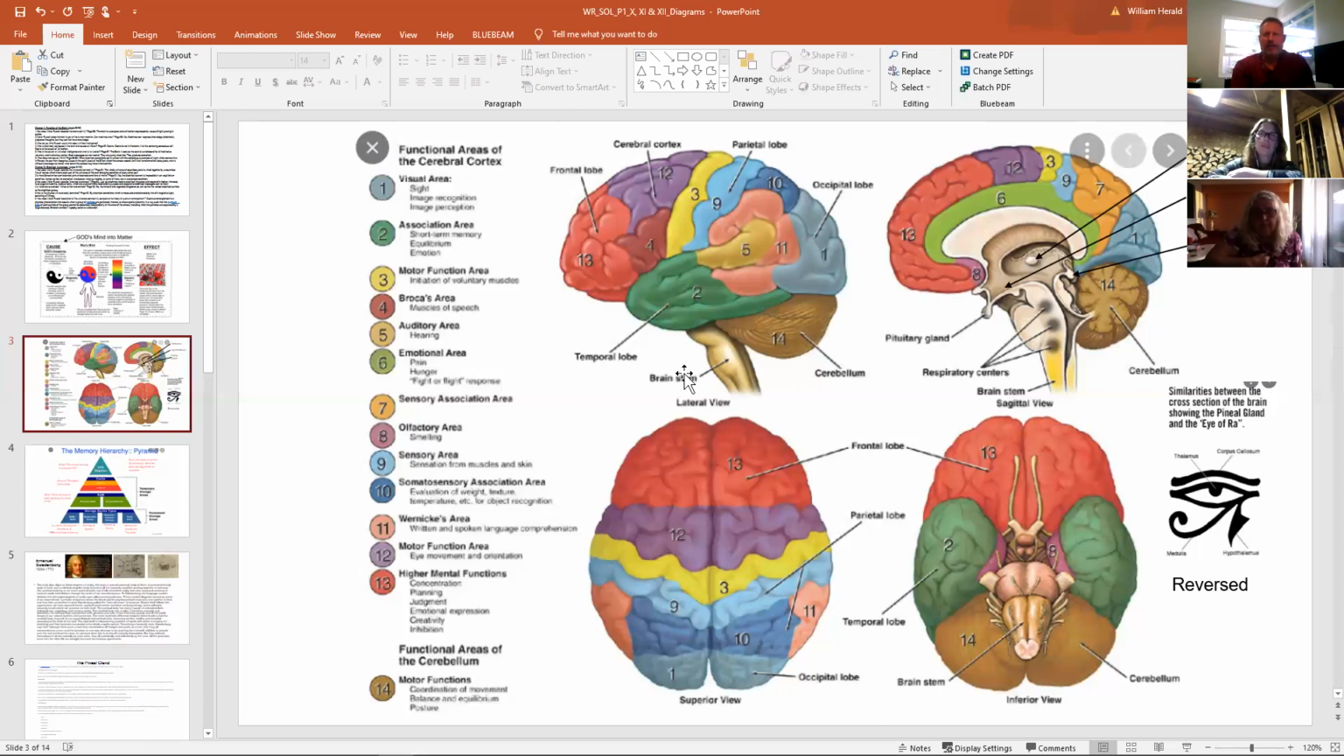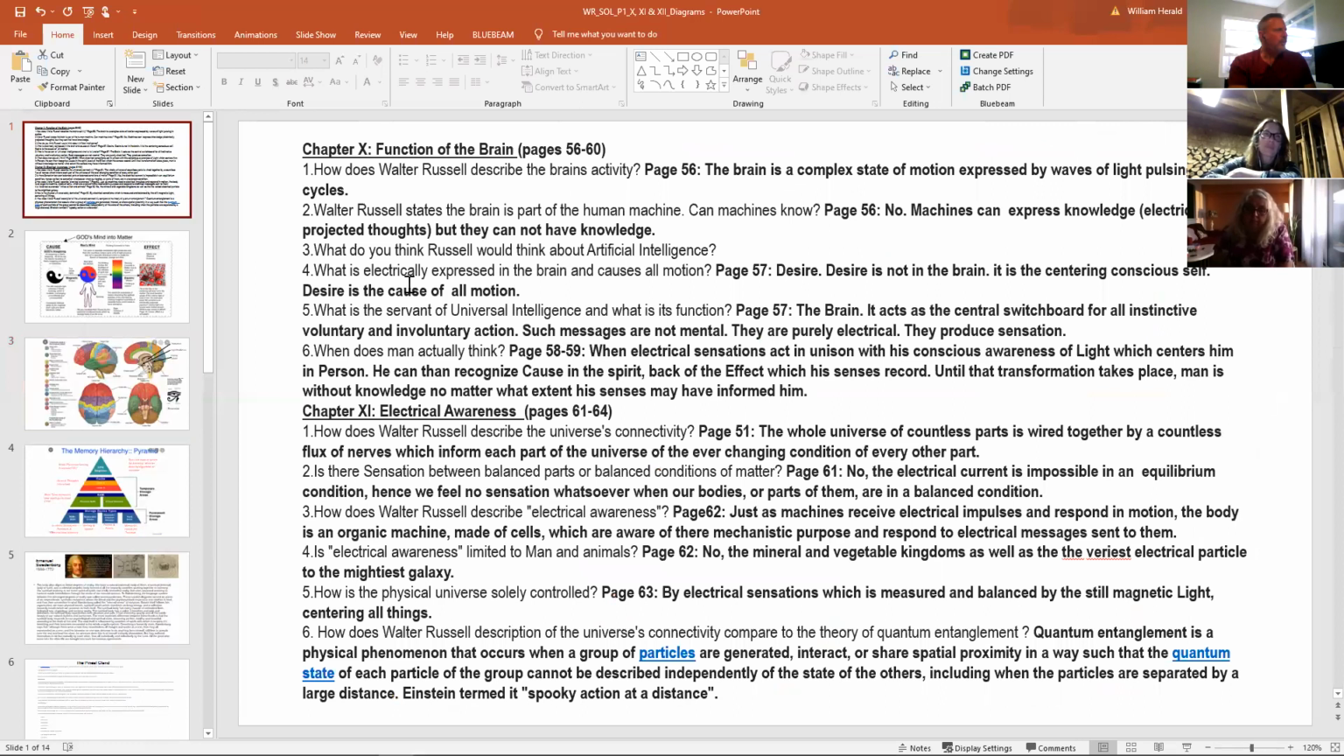Again, this is nothing new. This has been known for a long time, but we have to look at this. That's why I think the diagrams really help, rather than trying to just talk about it. So Russell was just talking about machines.